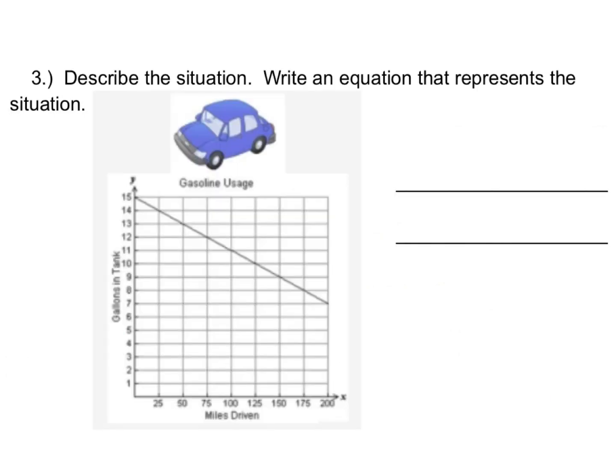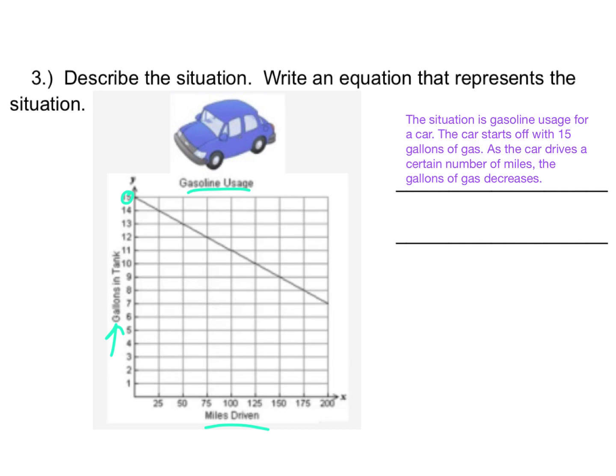For question 3, we are to look at the graph and describe the situation, and then write an equation that represents the situation. So our first thing to do is look at the title. It's gasoline usage. And it looks like the more miles we drive, the gallons that are in the tank tend to decrease. So looking like it begins with 15 gallons, and then we drive a bunch of miles, and the gallons of gas decrease. So we're going to describe that situation first. So we write a little statement there about the situation.